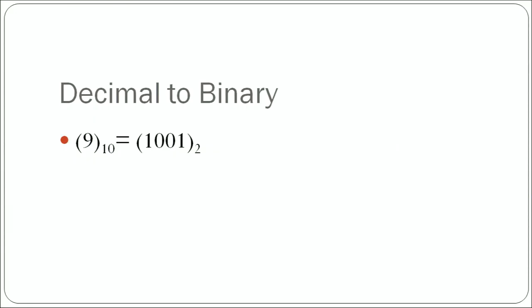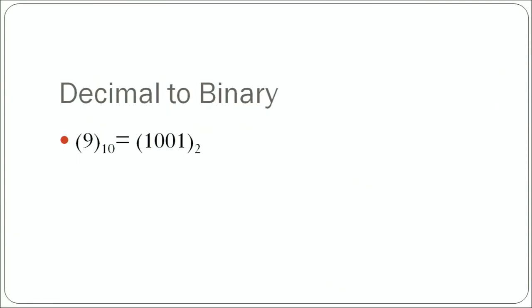So as we saw, when we divide 9 by 2, the remainder in the first case is 1, then it is 0, then again 0, and then 1, and then it cannot be divided any further. So the binary conversion of 9 would be 1001, and that is how it is represented.